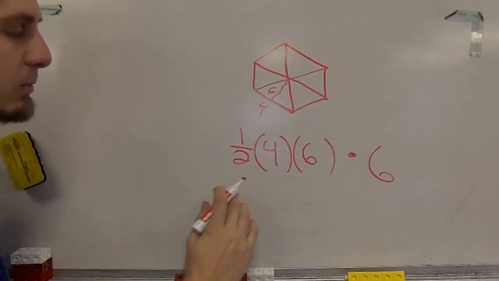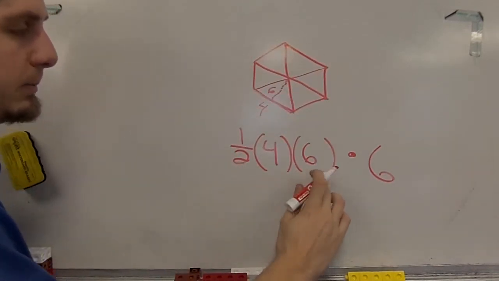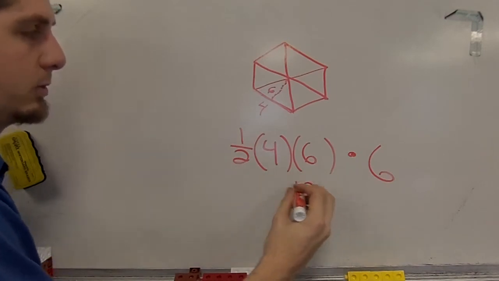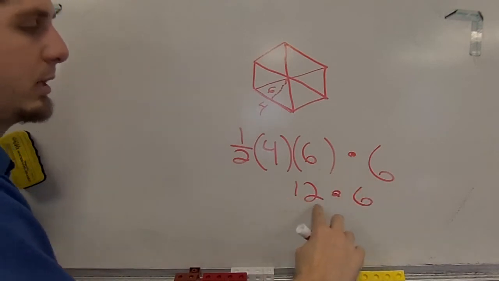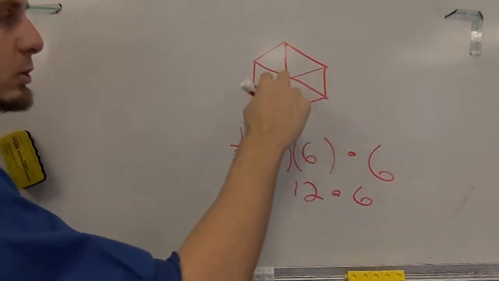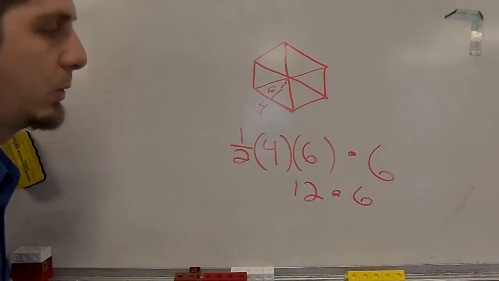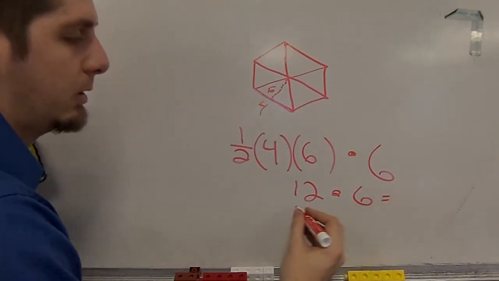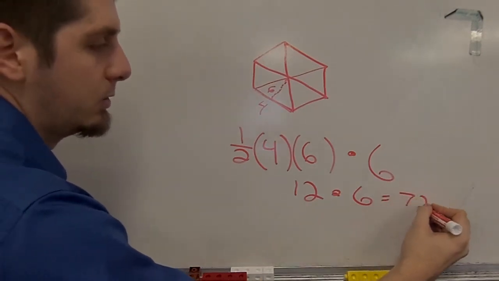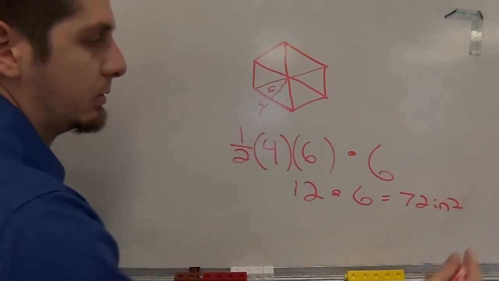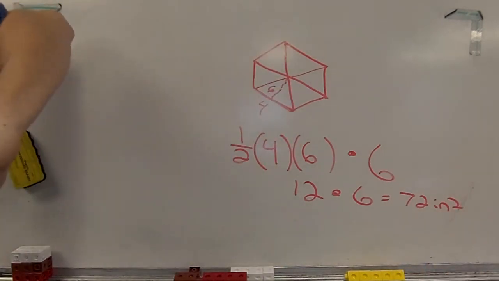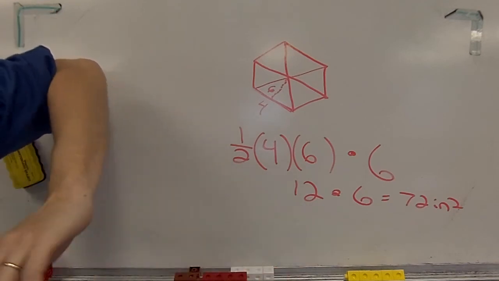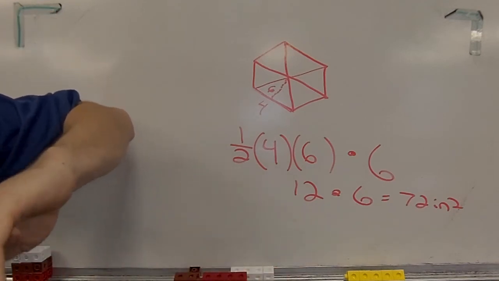So 1/2 times 4 is 2, times 6 is 12. So the area of this triangle is 12 inches squared. Then I would multiply all that by 6 because there are 6 triangles that have an area of 12 inches squared, and you would total out with an area of 72 inches squared. Alright, so that is how you would find the area of any figure that has more than 4 sides.